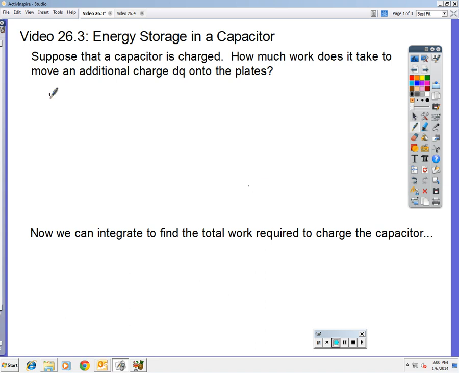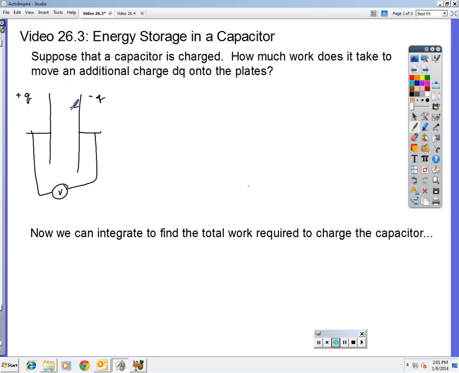So let's say that we have a partially charged capacitor. There's charge plus Q on this plate, charge minus Q on the other one. The result is that there is a voltage difference V between the plates. And so let's say that we want to increase its charge further by a small amount, dq. So this tells you you're going to do an integral at some point.